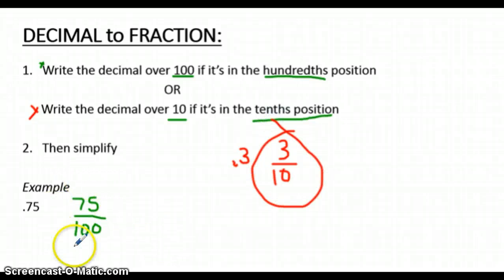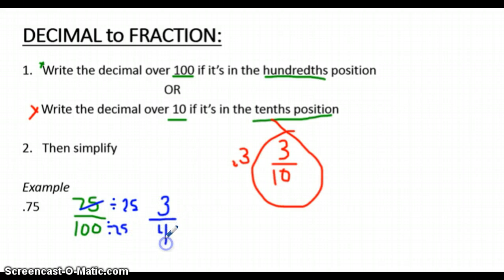But here, for this one, going back to the original one, 75 out of 100, we have to say what goes into 75 and what goes into 100. You should notice that 25 goes into both. 25 goes into 75 3 times. And 25 goes into 100 4 times. So our simplified answer is 3/4.